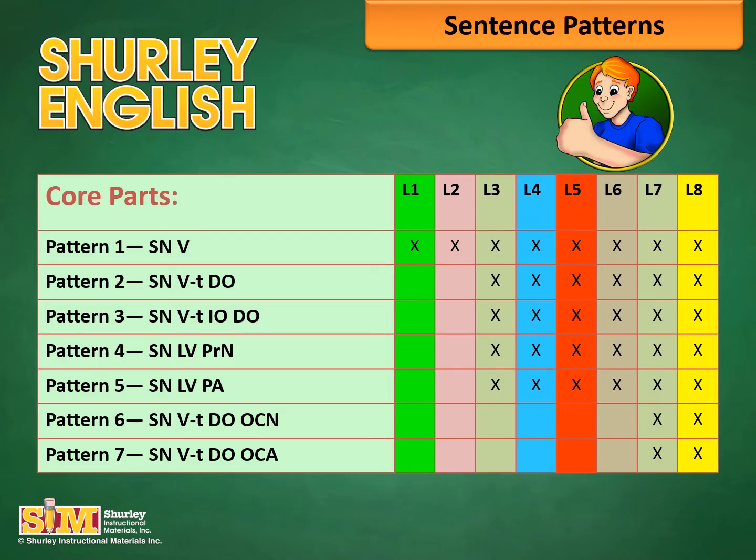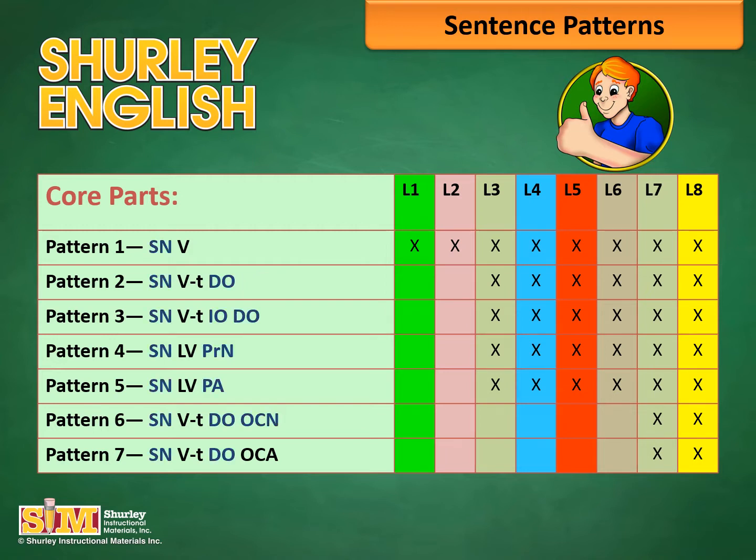The number of possible word combinations to create sentences is almost limitless, but there are a limited number of sentence patterns. Let's take a closer look. A sentence pattern is the pattern or order of the core parts of the sentence. This chart illustrates the core parts of each sentence pattern and the level where each pattern is introduced and reinforced.